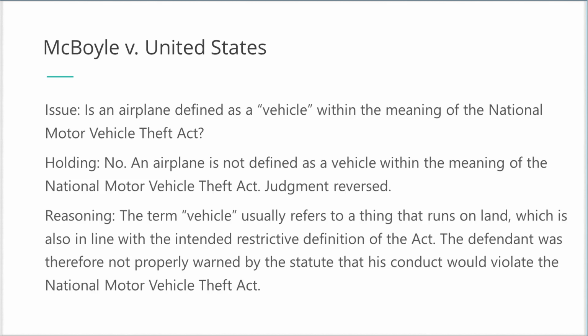Finally, here's our reasoning, that is, the discussion of the reasons why the court arrived at its holding. The term vehicle usually refers to a thing that runs on land, which is also in line with the intended restrictive definition of the act. The defendant was therefore not properly warned by the statute that his conduct would violate the National Motor Vehicle Theft Act. This concludes this example of a case brief. You will see that with some practice, this becomes easier and easier. Why don't you pick a case of your choice and try it for yourself?